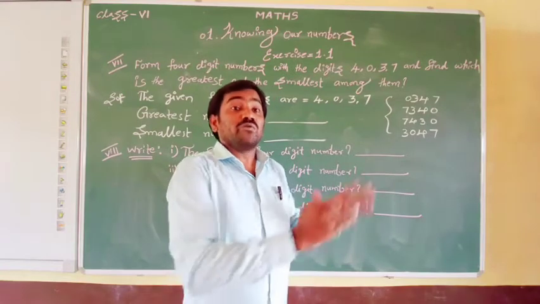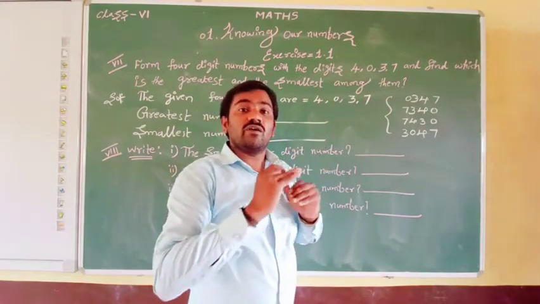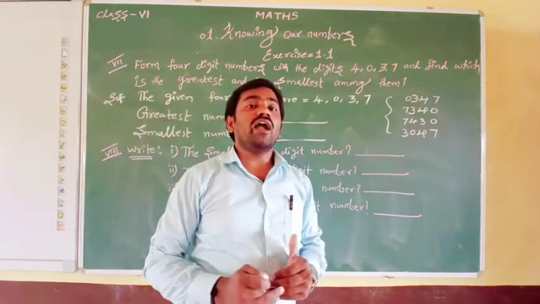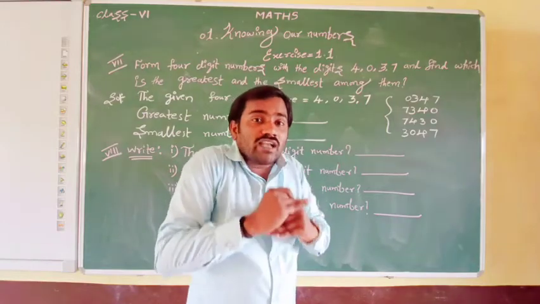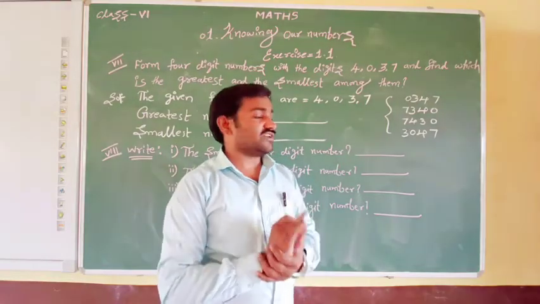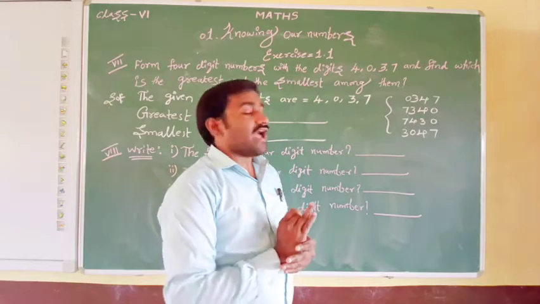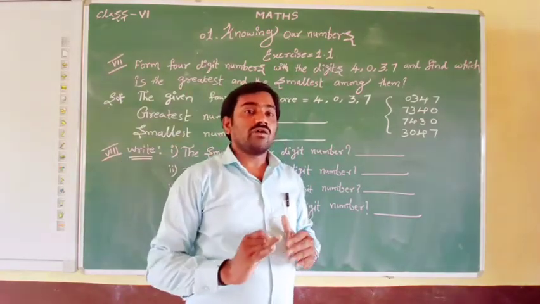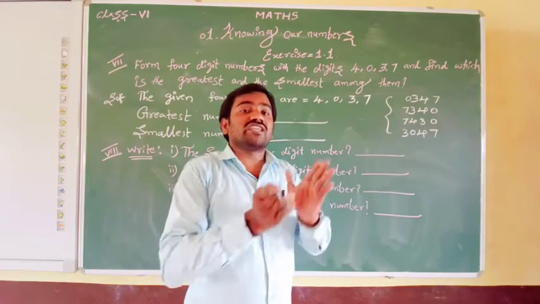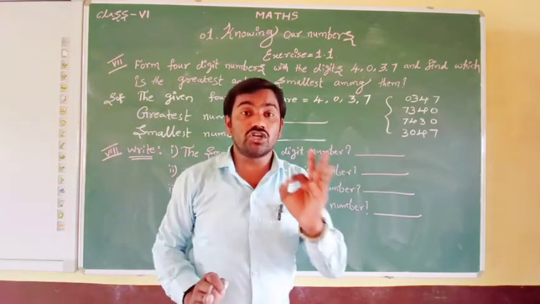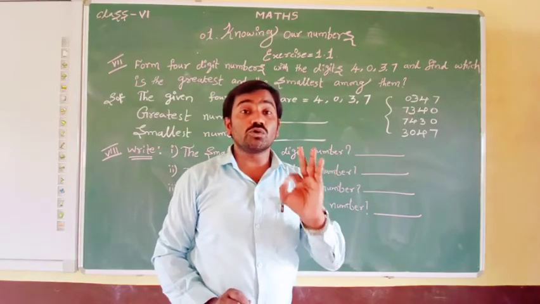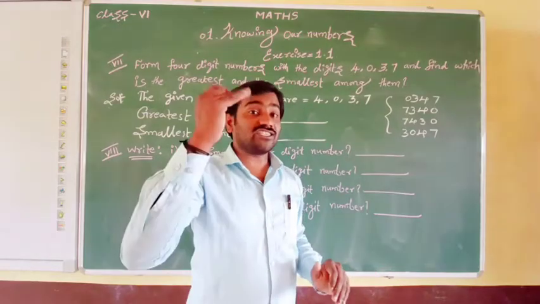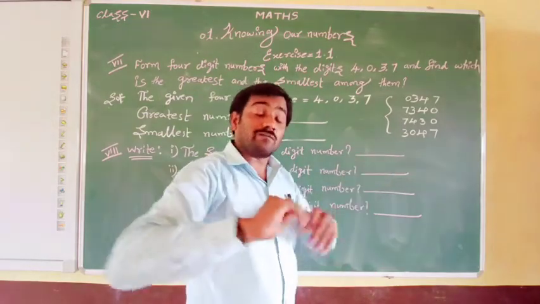But by using these 4 digits, what is the possibility to make a greatest number and what is the possibility to make the smallest number? That is what we need to do here. Always remember, if they ask for the greatest number using given digits, children, you have to choose the greatest digit to the smallest digit and write it. Greatest digit to smallest digit, if you write, that will be a greatest number.